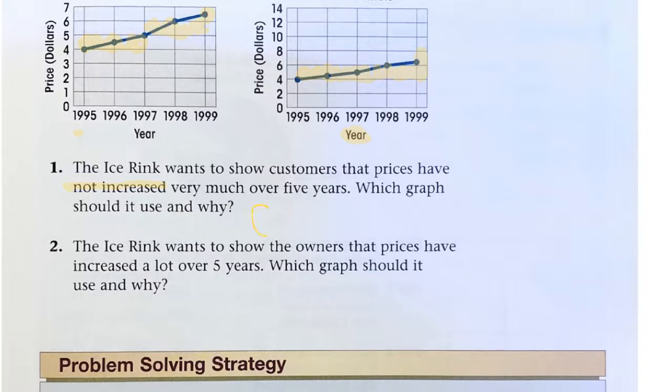So this would be graph B. And then if you wanted to show how prices have increased over the 5 years, you'd use the opposite one, graph A. And the reason would be that the line goes up more steeply, whereas line B is much more gradual.